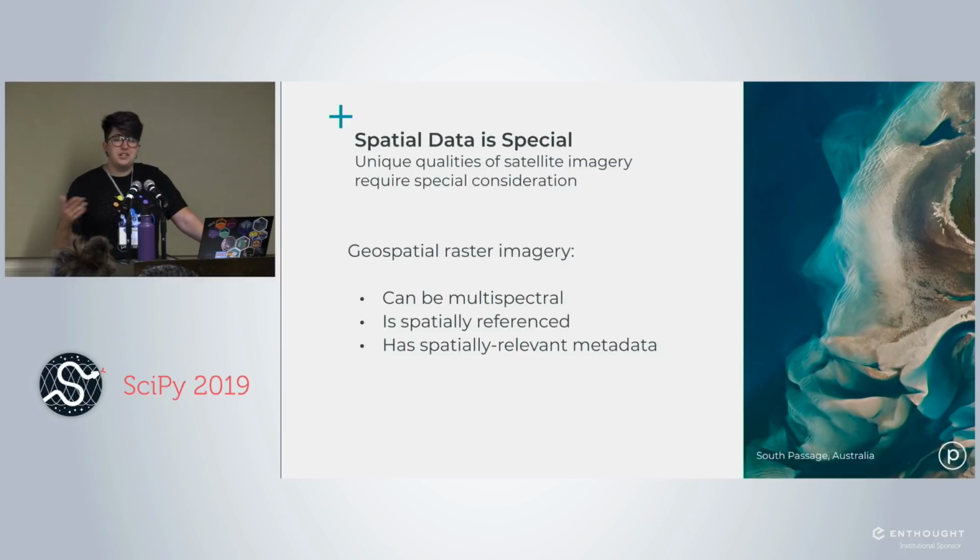Satellite imagery in general, especially the type we're going to work with today, is spatially referenced. It means the imagery has spatial information in it that tells you where on Earth geographically that imagery was captured or depicts. And then to go along with that, satellite imagery has spatially relevant metadata. So it has metadata information embedded in or alongside the image itself that tells you its spatial reference system, its coordinate reference system, the geographic information of that imagery itself.